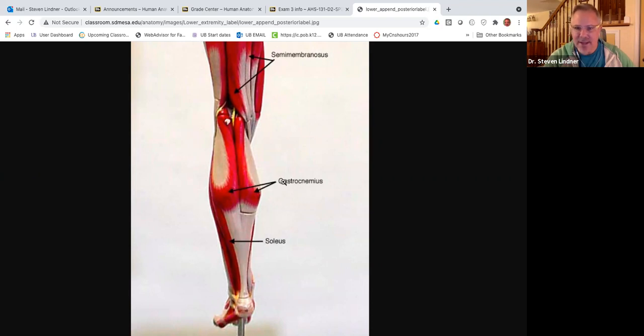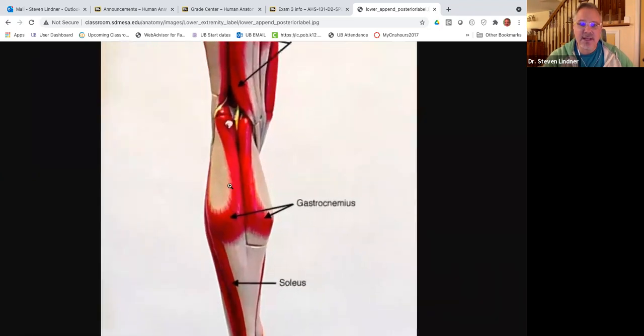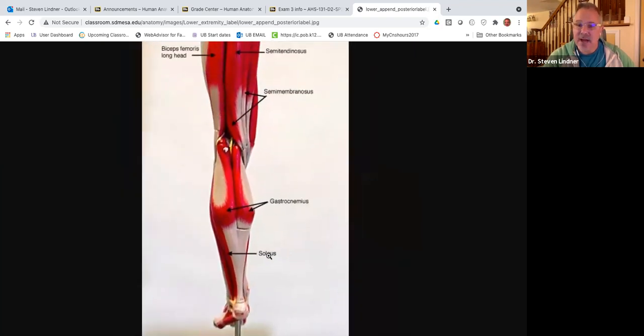Remember, I said there's two heads to the gastrocnemius, one on the lateral side, one on the medial side. So you have a medial head and a lateral head of the gastrocnemius. And I also said that it's the only one of the two that crosses the knee joint. The soleus does not cross the knee. Since the gastrocnemius crosses the knee and crosses the ankle, it can do knee flexion and ankle plantar flexion. The soleus only does ankle plantar flexion.